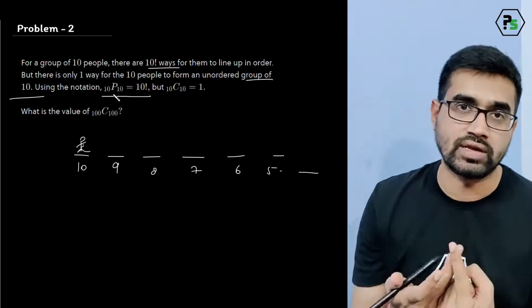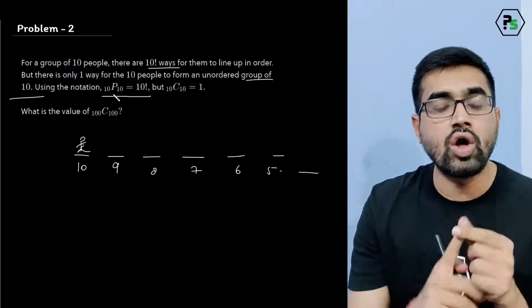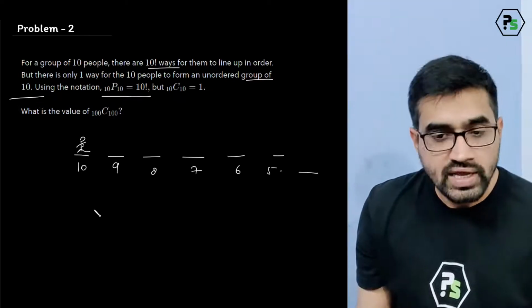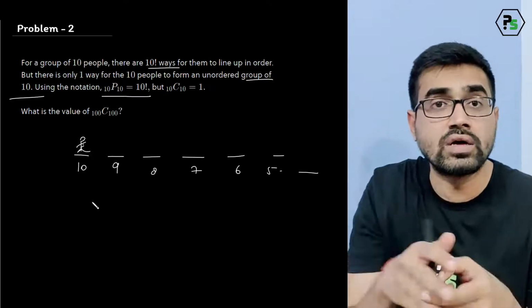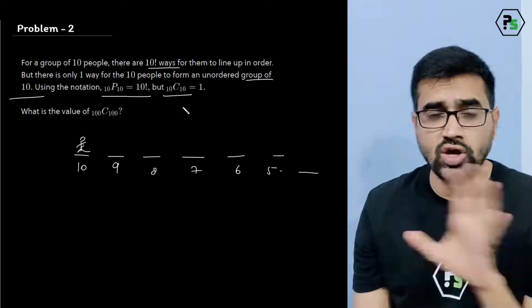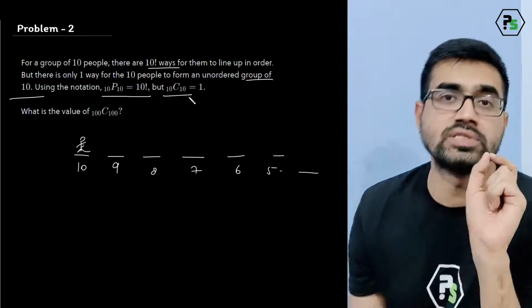Do you get this point? What I'm trying to tell you now? There is only one single way of selecting everything. There is no other way, because it doesn't matter if I get Aman, Deepika, Ravi, or Aman, Ravi, Deepika. So 10C10 is just the selection. The order does not matter. It is just one unique way. I hope this is clear.